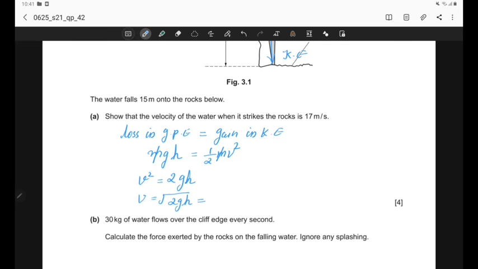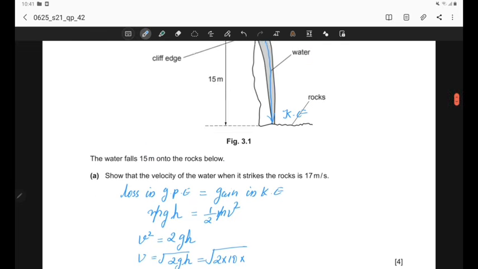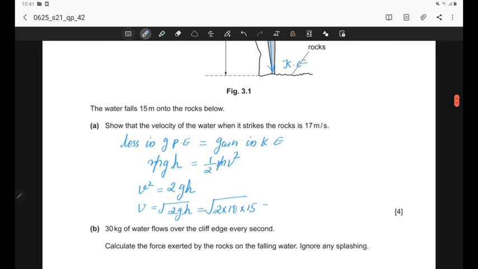We can substitute the values. Square root of 2 times g value, which is 10, times height, which is given as 15 meters. So we will get velocity is 17 meters per second. This is a 4-mark question, where 1 mark you will get when you write the loss in gravitational potential energy equal to gain in kinetic energy, and the next 1 mark is for writing the equations of gravitational potential and kinetic energy. For the remaining working, the next 2 marks.